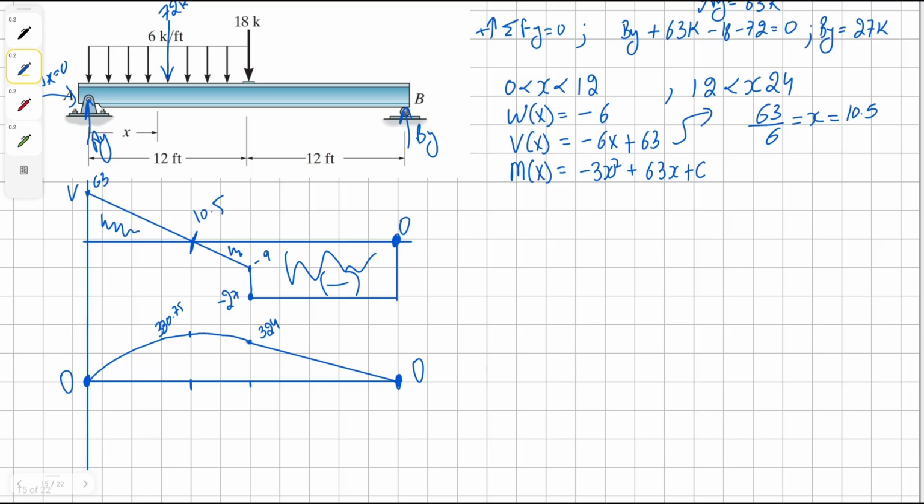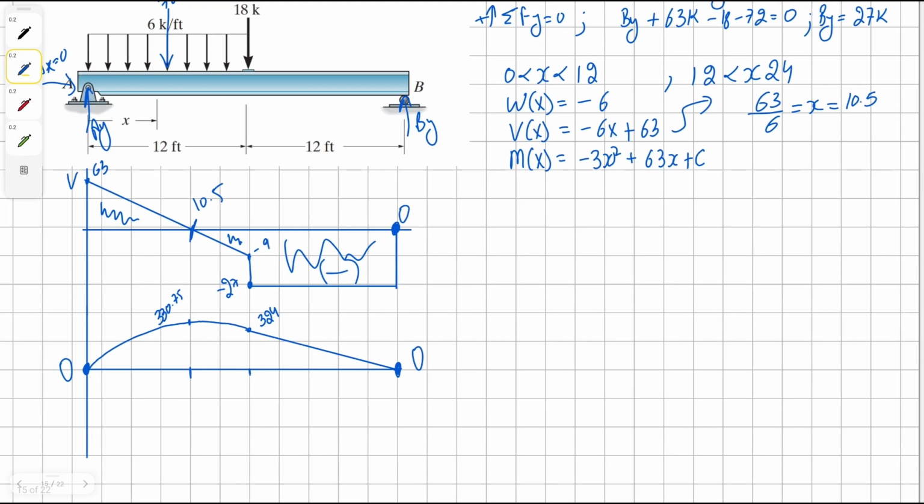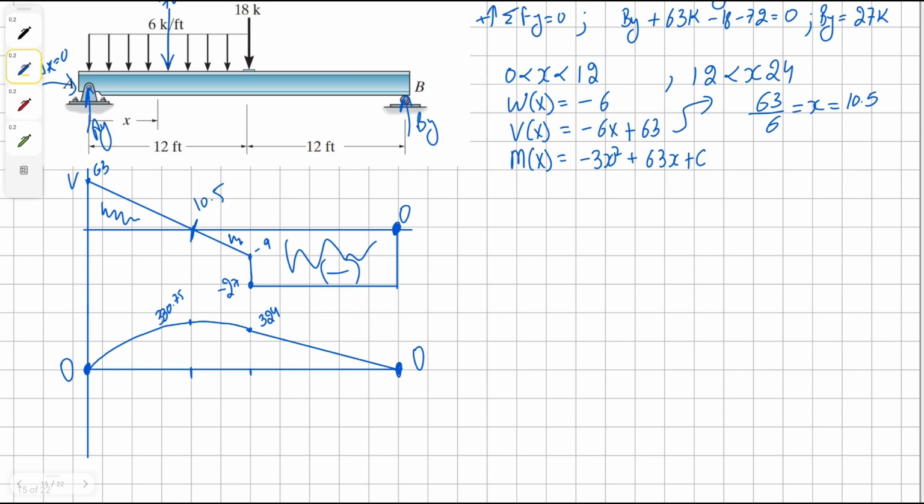We can stop here, or we can determine our constant value, which we didn't do earlier. We don't really need it for this problem, but we're going to do it anyways. So we know that when our moment is 0, our x is 24. Pardon me, that's for the second phase and not for the first. For the first, our constant is simply going to be 0 because we start at 0, so just negative 3x squared plus 63x.